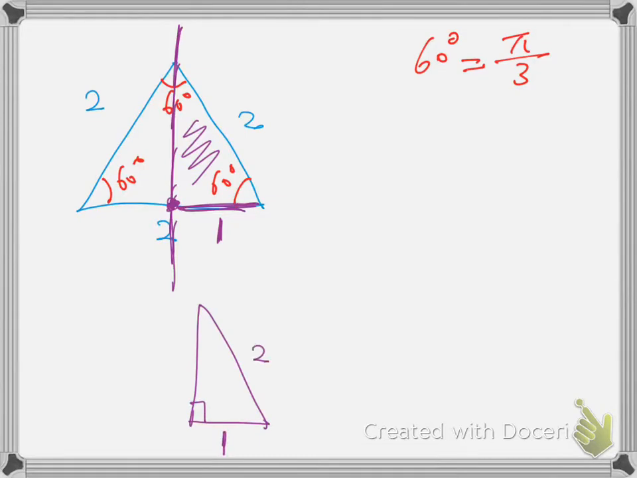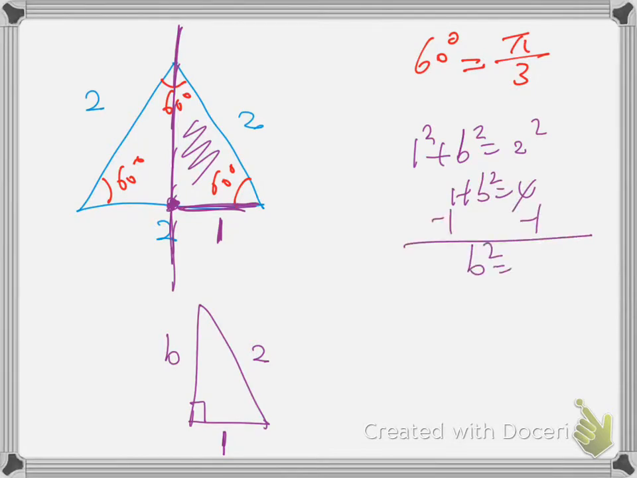So how do we find the other side? Use the Pythagorean theorem. Let's assume this is b. So 1 squared plus b squared is 2 squared. So 1 plus b squared is 4. Minus 1 on both sides, b squared is 3. So b is radical 3. So the lengths of this special right triangle are 1, 2, radical 3.